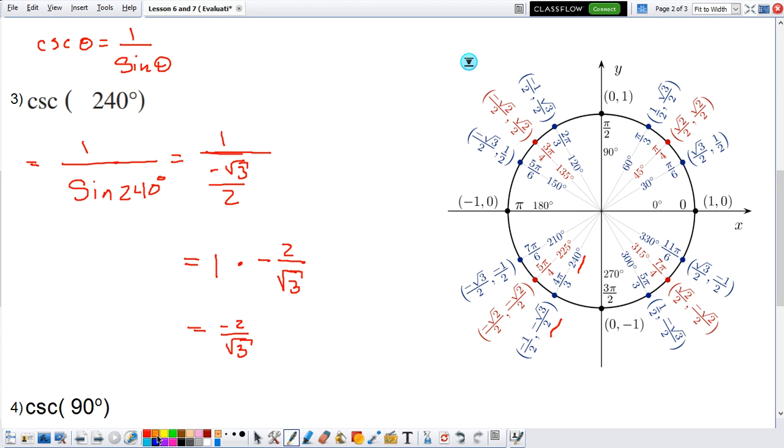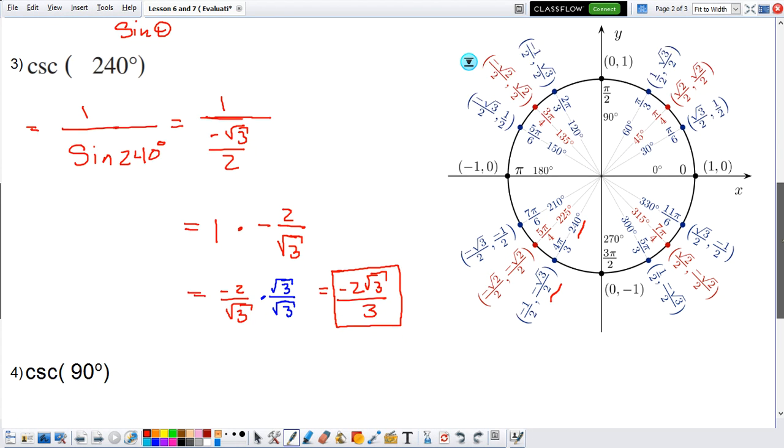But again, you never want the square root in the denominator, so we've got to rationalize that. So multiply top and bottom by the square root of 3. And now this becomes negative 2 square root of 3 over 3. This is the exact representation of the cosecant of 240. If you put this in the calculator, you will get the same answer as we did in the previous video.